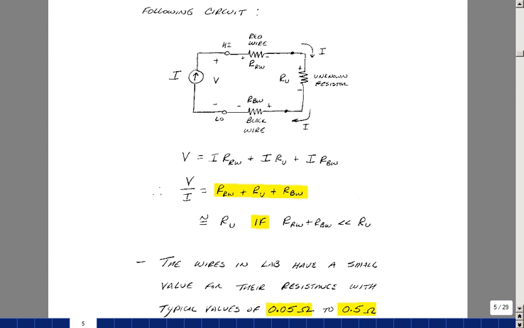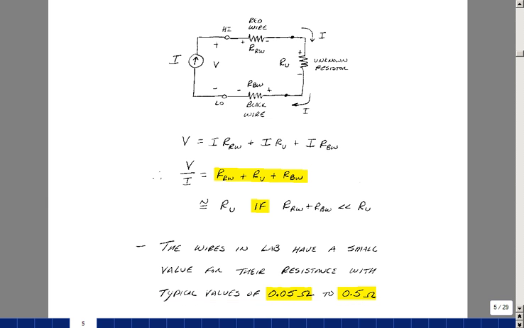The wire resistance depends on thickness and length, but for most of our wires in lab, we're looking at something between 50 milliohms and 500 milliohms. So if we're measuring something that's 1,000 ohms, this is really pretty small, and so we could ignore the effects of the wires.